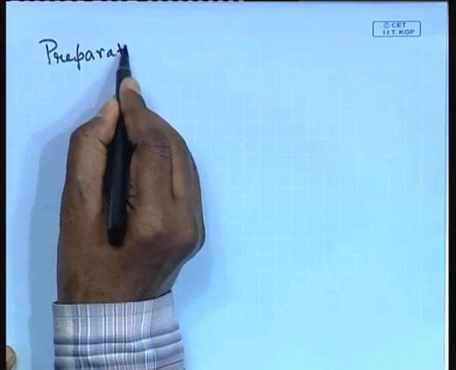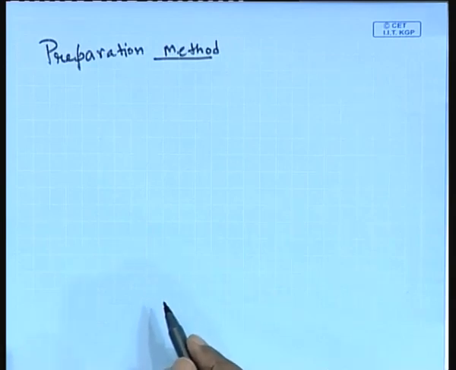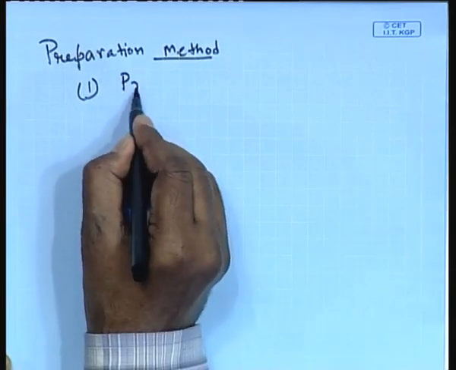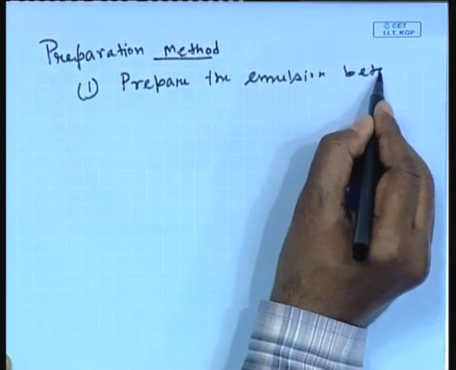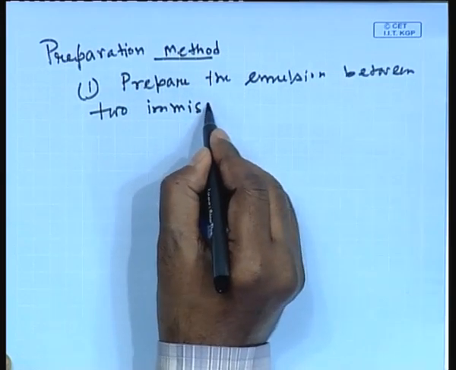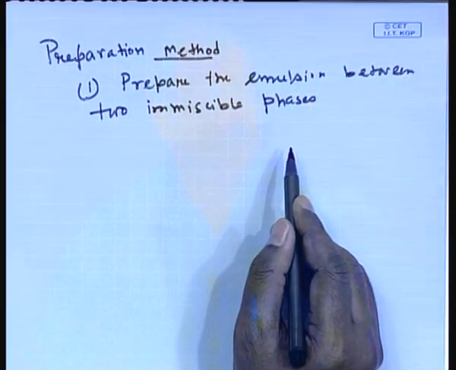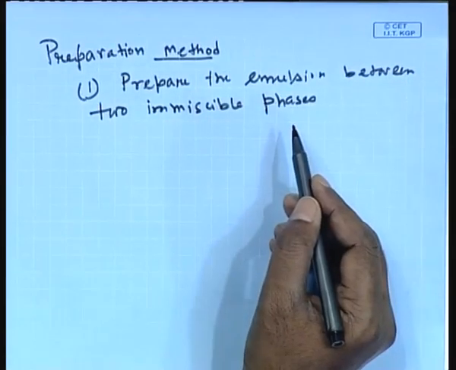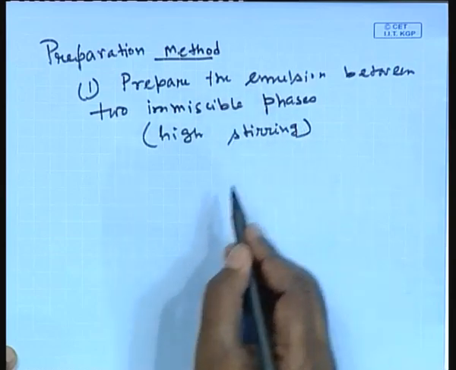Now, next we will see how these liquid membranes are prepared. Preparation method. First, you have to prepare the emulsion between two immiscible phases, that means oil and water, aqueous. And there are equipments called emulsifier. What is an emulsifier? It is nothing but a tank which is attached to a stirrer, and its stirring speed is pretty high. So, basically you mix two phases and put it under high stirring, and the emulsion globules will be formed.